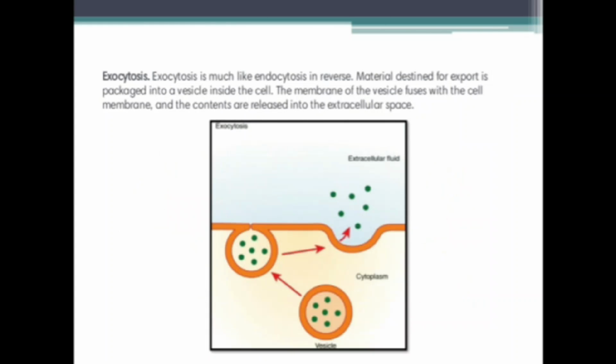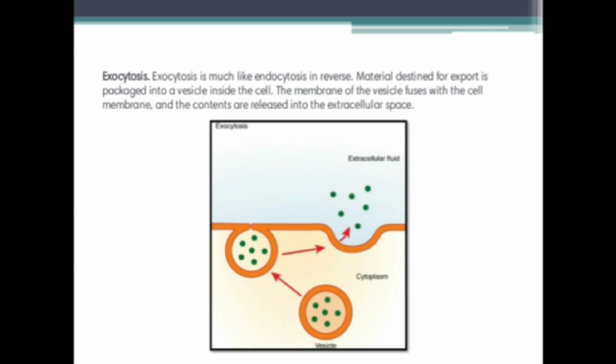In contrast with endocytosis, exocytosis is the process of a cell exporting material using vesicular transport. Exocytosis is much like endocytosis in reverse. Material destined for export is packed into a vesicle inside the cell. The membrane of the vesicle fuses with the cell membrane and the contents are released into the extracellular space.